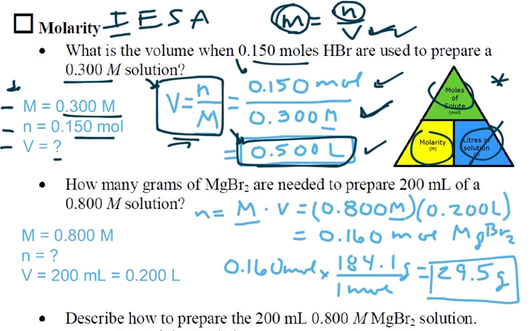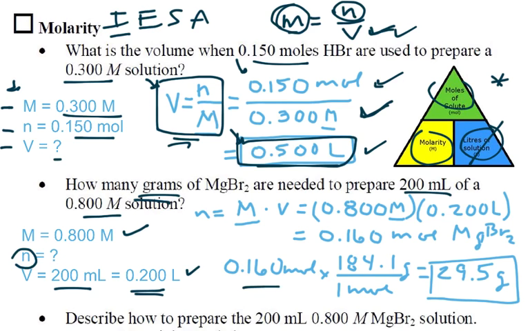Now, second problem down here: how many grams of MgBr2 are needed to prepare 200 milliliters of a 0.8 molar solution? So again, here are my same variables. I have my molarity, which was given in the problem, and my volume, which was given, but I changed it to liters because molarity is done in liters, so you have to be working in liters. And then the only variable that I don't know is my moles.